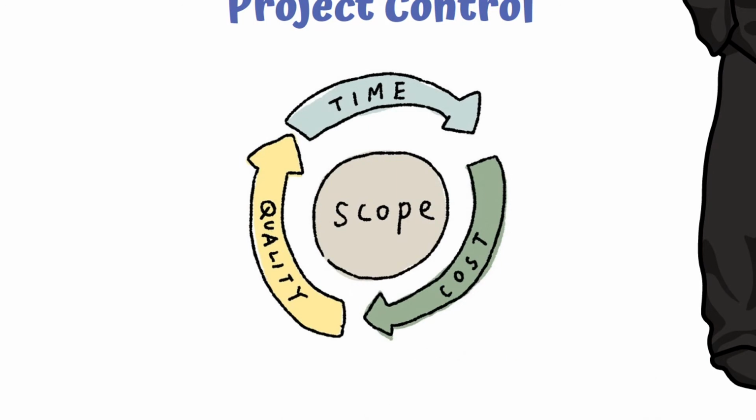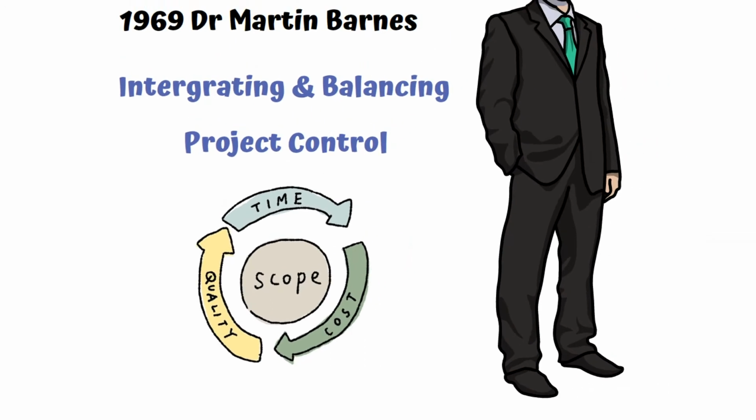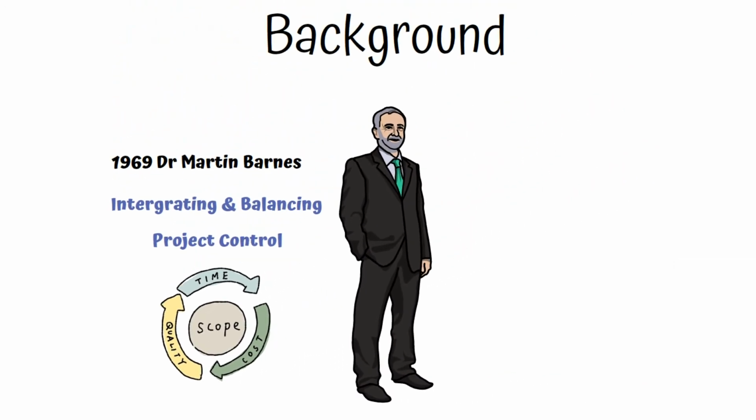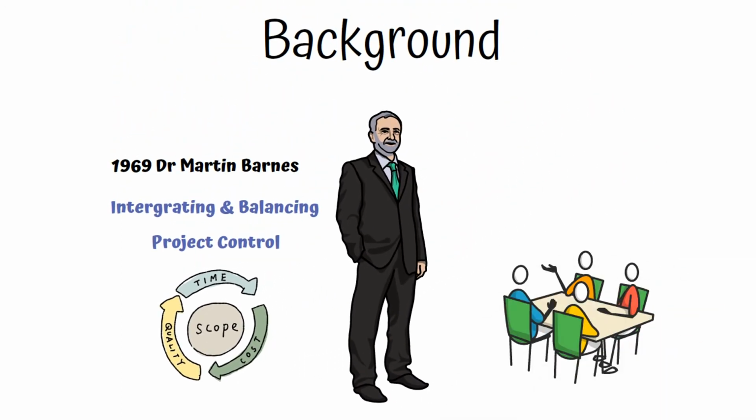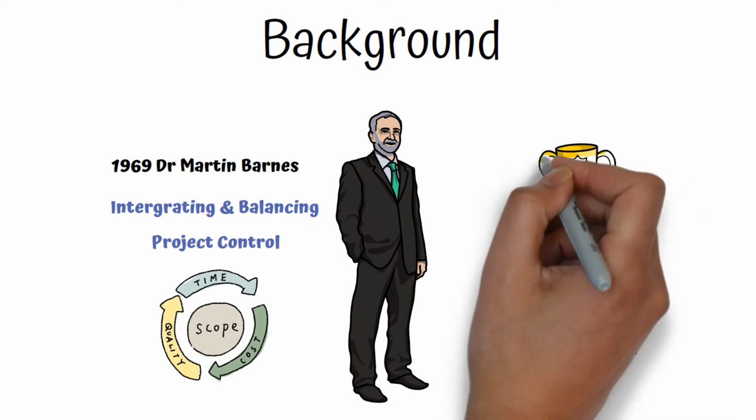So if time is fixed on the triangle, there will be a trade-off in cost and/or quality in order to ensure that the project is delivered on time. For example, if you have limited time to complete an assignment at university, this restricts what you can do, and quality can be traded off in order to get it in on time.